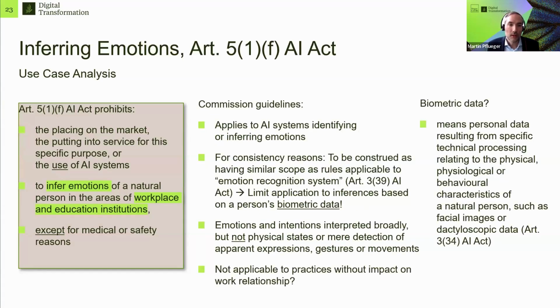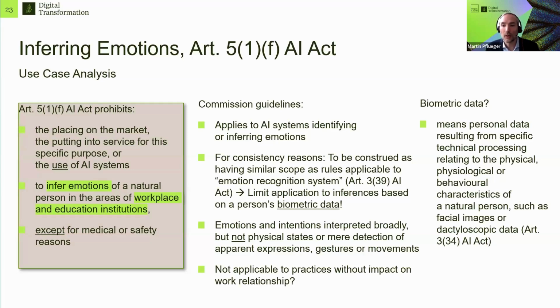As said, Alpha obviously intends to use the AI system. It will be the deployer of an AI system, and the AI system is intended to detect emotions of its employees. The EU Commission guidelines clearly state the prohibition should apply to any AI system that identifies or infers emotions of a natural person. You could ask yourself, well, isn't it done for medical reasons? Well, the EU Commission also states on this point that this exception should be interpreted rather narrowly. So medical and safety reasons should be interpreted narrowly.